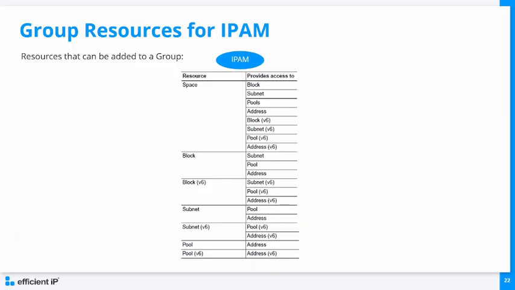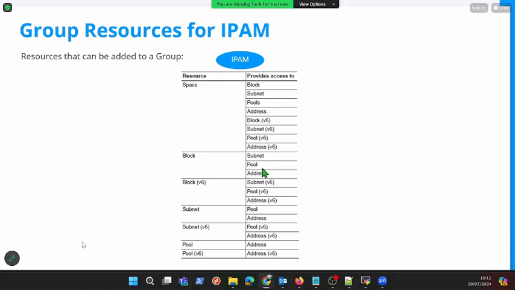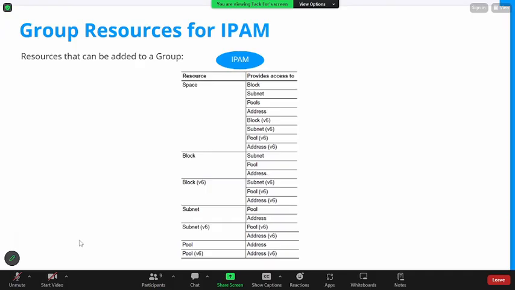Okay? So if I don't assign the space, I assign a block. Let's say I assign a US block to the group. Then the group will be able to see the US block and all the children under the block, the children and the grandchildren. See the network, see the pool, see the address. Are you clear with this? Right? That's why they are very flexible. You can assign an object to the group at any level. And remember, they include all the children.